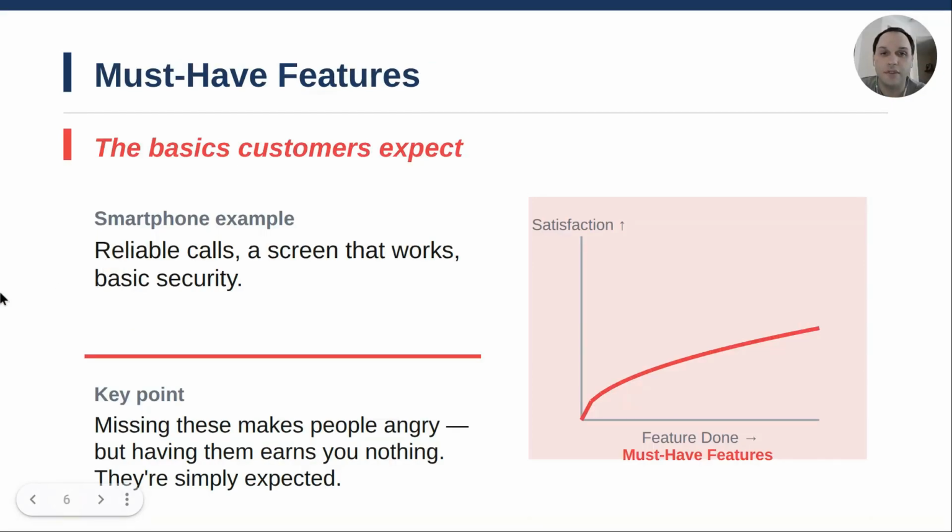First, the must-haves, the basics customers simply expect. On a smartphone, that's things like reliable calls, a screen that works, and basic security. Here's the catch that surprises people. Having these earns you no credit at all. Nobody's impressed that their phone can make a call. But leave one out and customers are furious. Must-haves can only hurt you, so you cover them quietly and completely.